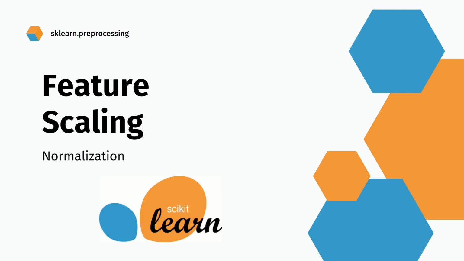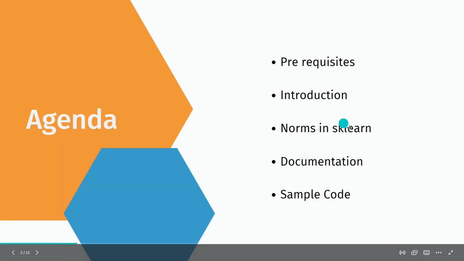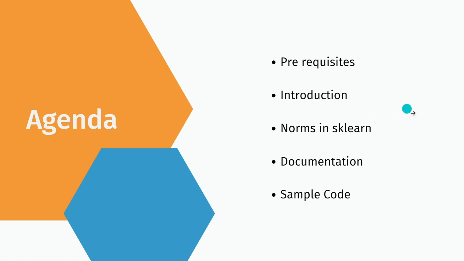Hello everyone. So in this video we're going to talk about feature scaling and specifically normalization. We saw scaling in the previous one. We saw standard scaler and various scalers in Scikit-learn. So let us begin. The agenda for this video is we'll see the prerequisites, introduction, then we'll see the norms in sklearn and documentation and a sample code.